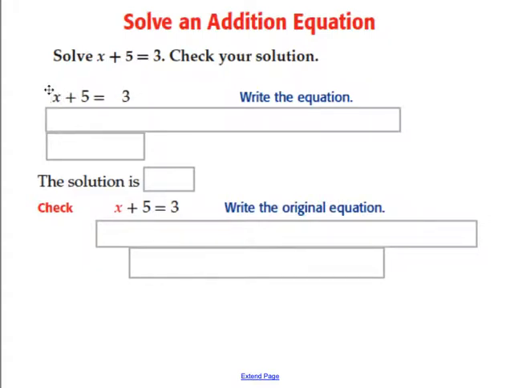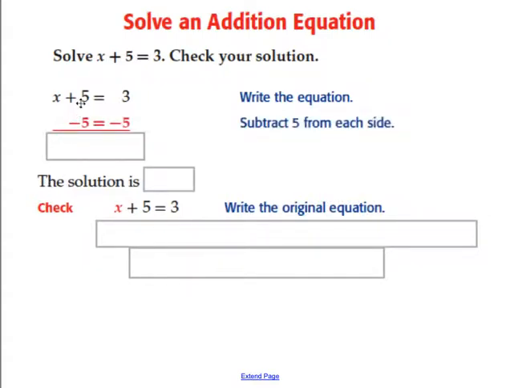So the first thing we want to do, we're trying to get our variable, the letter, by itself. And to do that, we need to undo everything that's being done to that variable. So right now this says positive 5. 5 is added to x. We undo addition by doing the opposite operation, which is subtraction. So we need to subtract 5 from this side to get the x by itself. And the rule is whatever we do to one side of an equal sign, we have to do to the other. So we have to take 5 away from both sides.